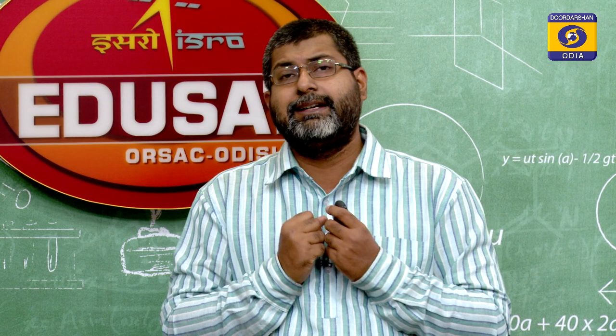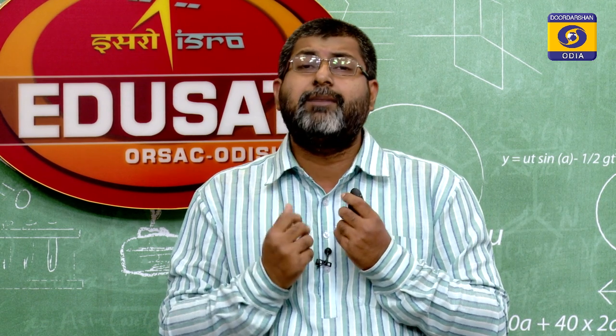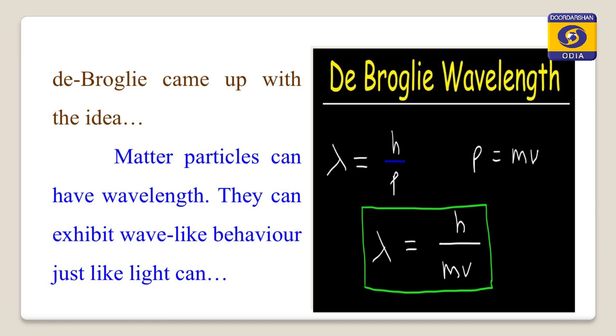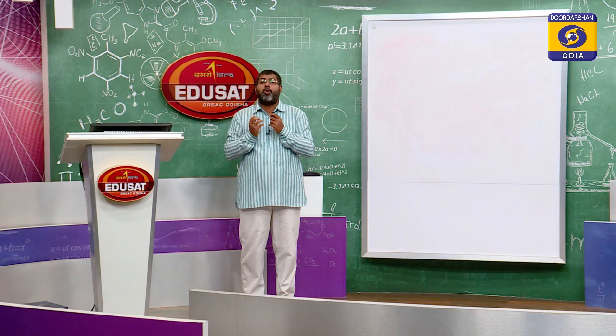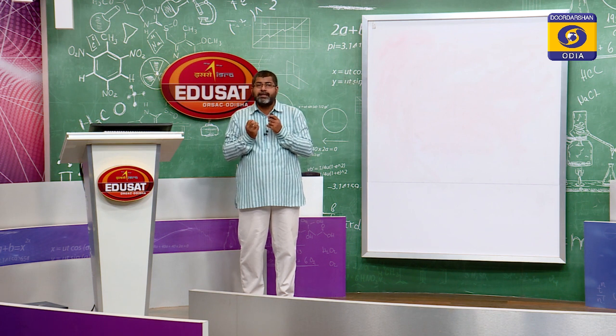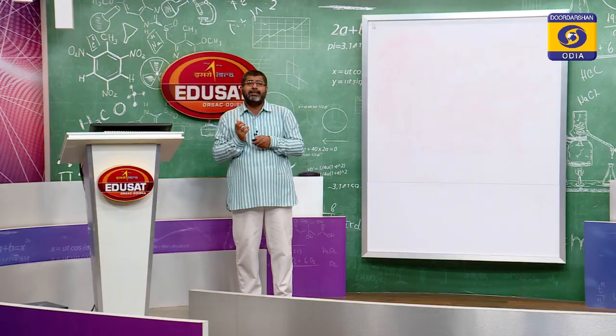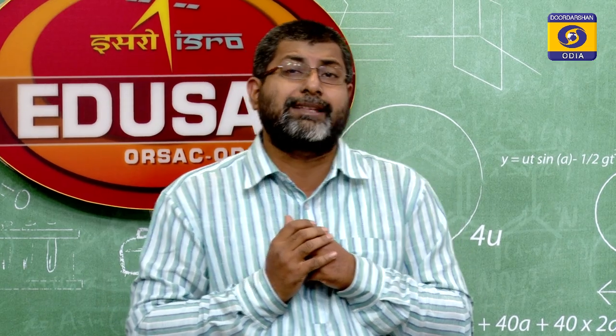Then came de Broglie with his idea that matter particles can have wavelength. They can exhibit wave-like behavior just like light can. So, the de Broglie wavelength is given by lambda equal to h by p or h by mv, where p is the momentum of the particle. Now, with this preliminary idea, in 1905, Einstein performed a famous experiment.